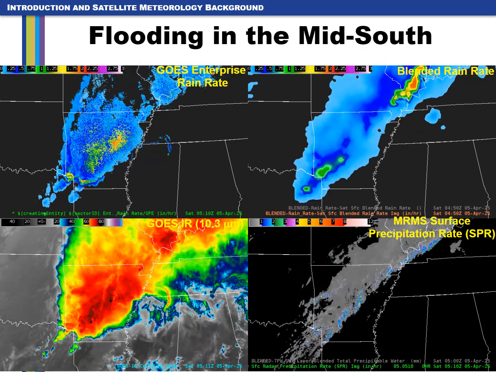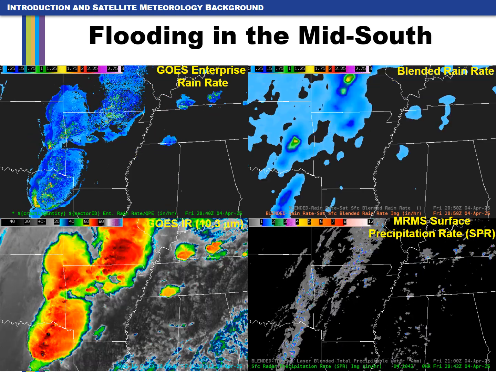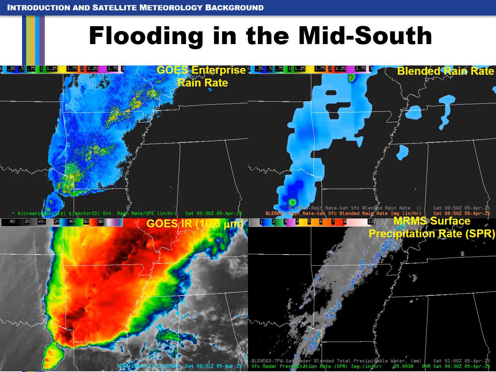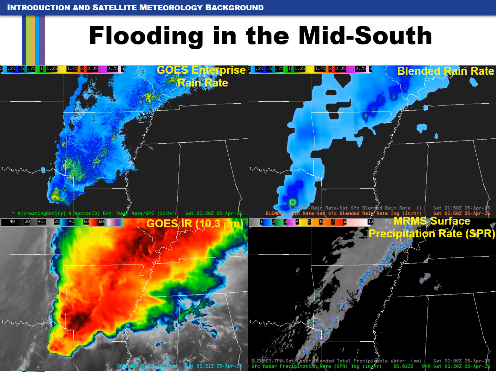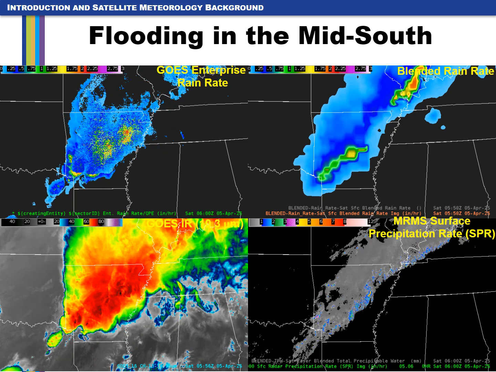I show the MRMS surface precipitation rate, or SPR, in the lower right panel to illustrate the effect of anvil cirrus incorrectly being identified as raining. The anvil cirrus can be readily observed in the GOES IR imagery in the lower left panel.